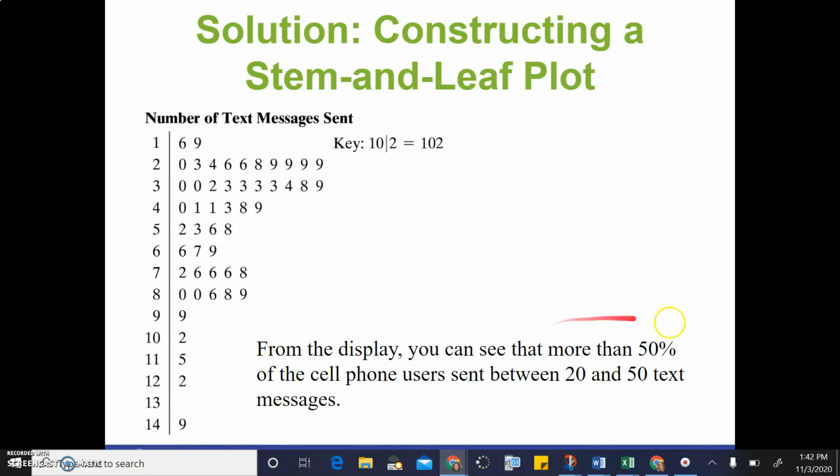And it says that more than 50% of the cell phone users were between 20 and 50. How do they know that? Well, here's 20, and here's 49, right? So 50 would be right above it. So how do they know this is 50%? Well, they just count them. 1, 2, 3, 4, 5, 6, 7, 8, 9, 10. And then that's another 10, so 20, right? There's 20.